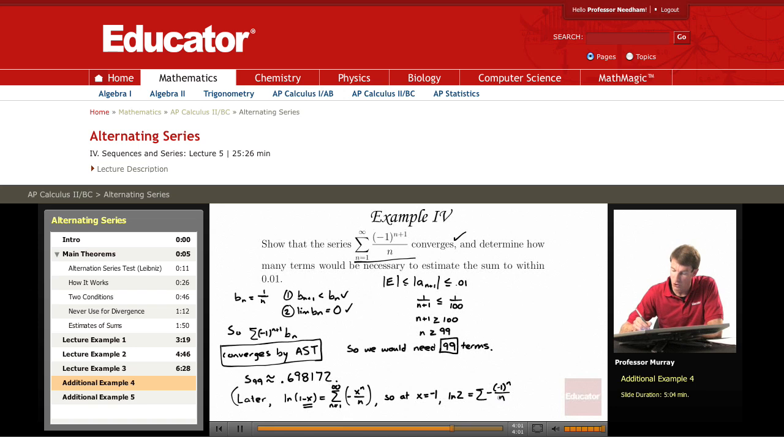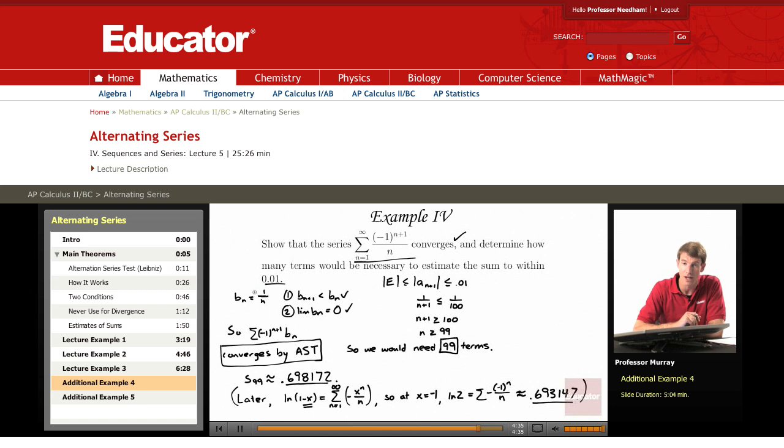And so the true sum of this series is in fact natural log of 2, and that turns out to be approximately equal to 0.693147. So the true sum, using techniques that we haven't really developed the machinery for yet, is 0.693147. What we got was 0.698172. So in fact, we were within 0.01 of the true sum.